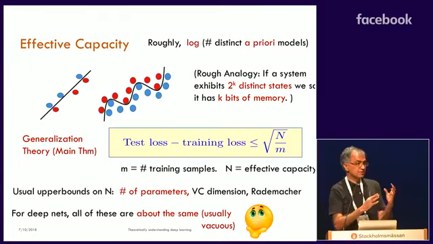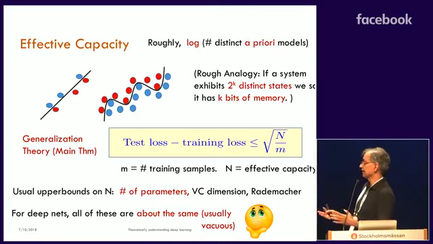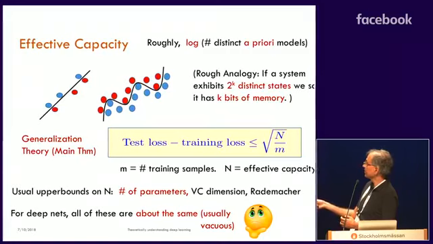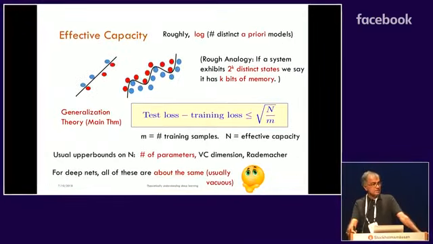And what this paper title was really referring to was that for deep nets, all of these are about the same, okay? And they are usually vacuous. Vacuous, why? Because if this effective capacity, or this upper bound of the effective capacity, is more than the number of training samples, then this right-hand side is 1, and so this bound is vacuous. So that's the mystery. That's what this paper title was referring to, that all the measures that we know of in generalization theory lead to vacuous bounds.